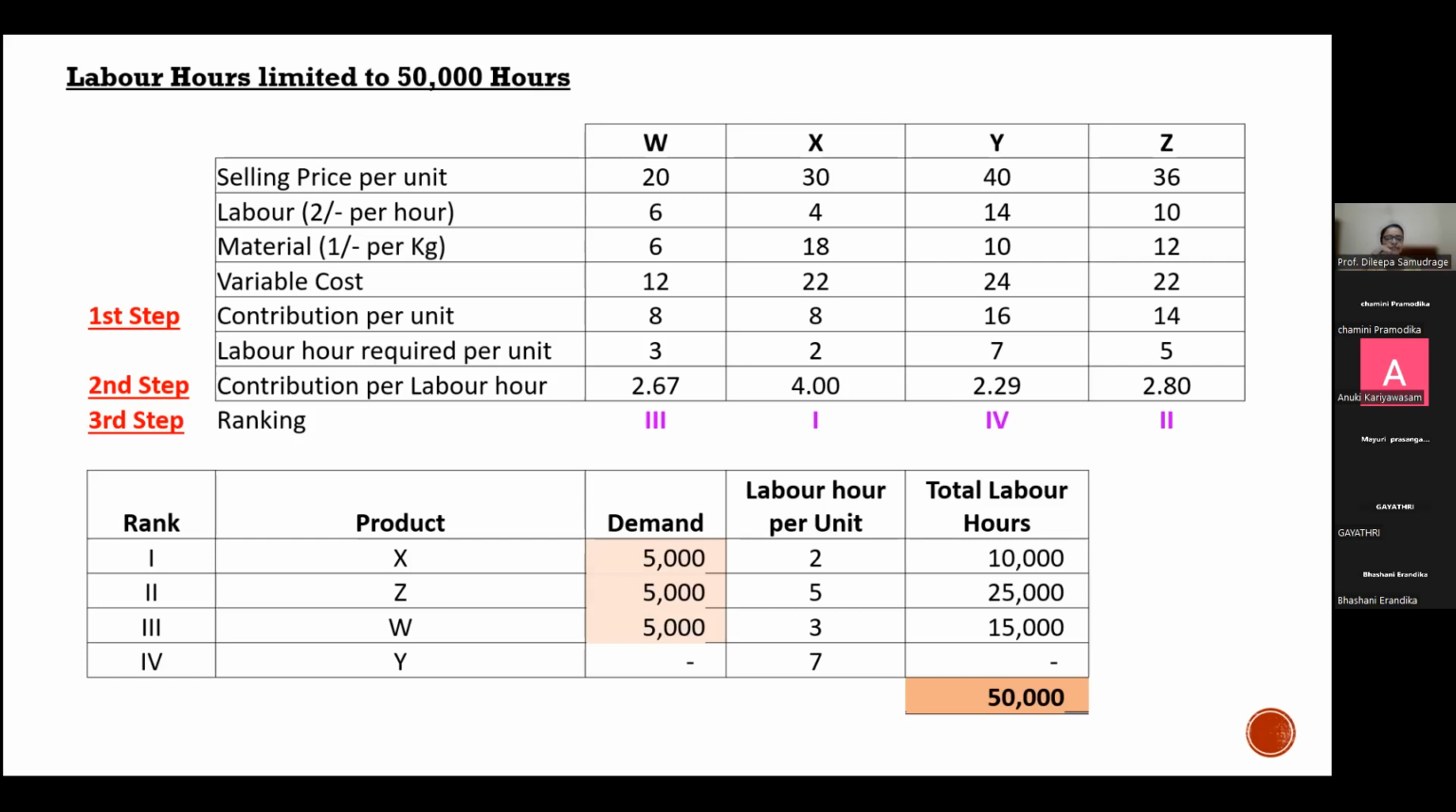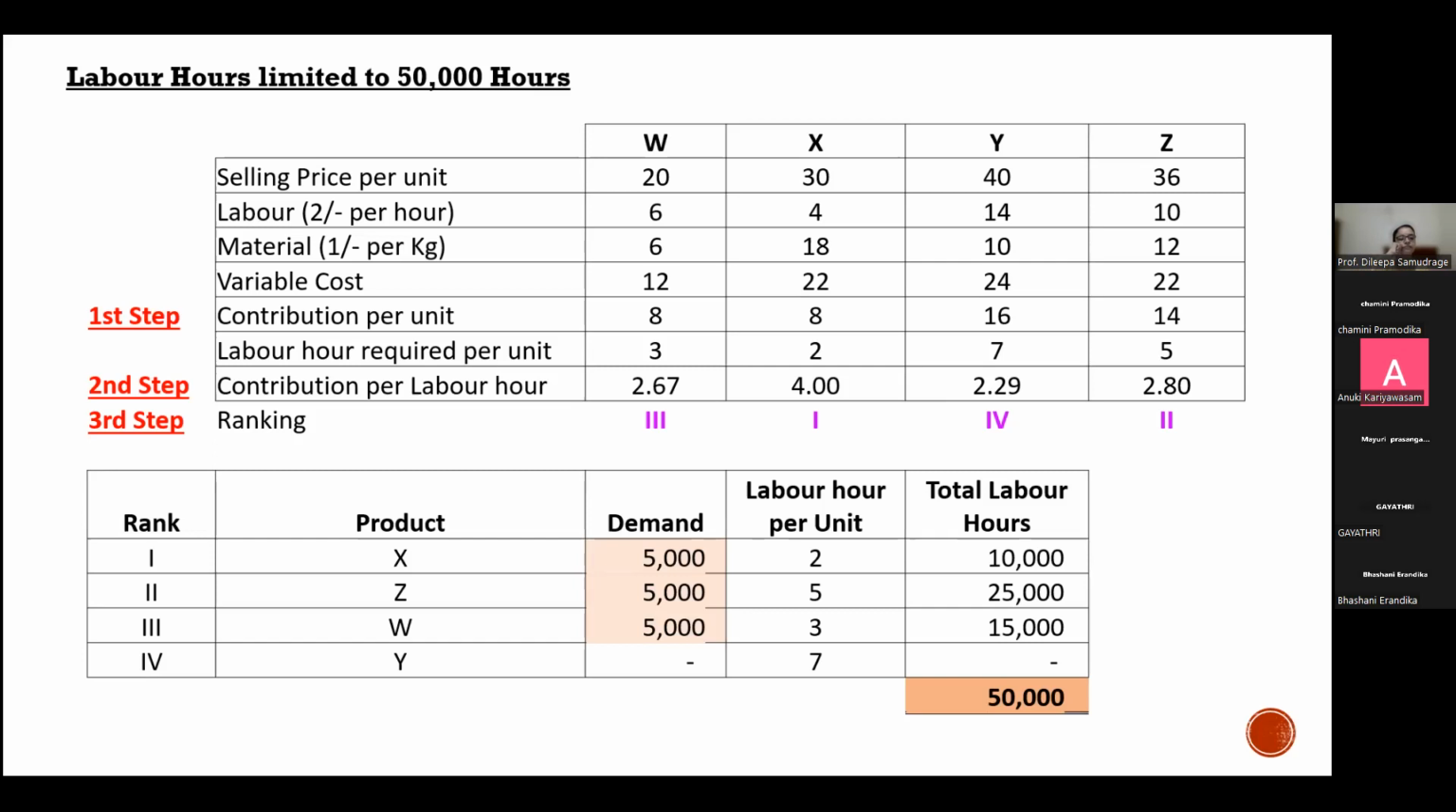So you can clearly see the calculation steps in the slide. The products W, X, Y, and Z are in the product column, and they are in the order of rank 1, 2, 3, 4.